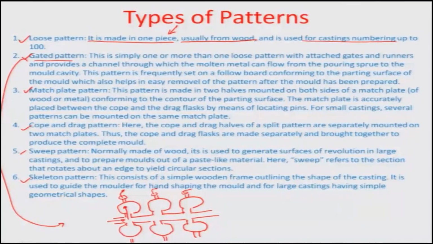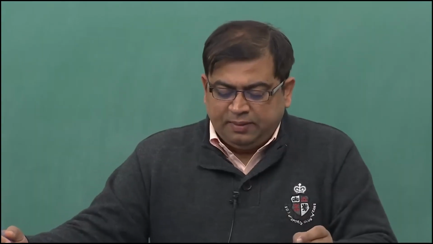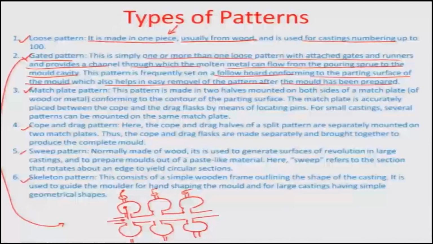Typically one or more than one loose pattern with attached gates and runners provides a channel through which the molten metal can flow from the pouring sprue to the mold cavity. The pattern is frequently set on a follow board, which can conform to the parting surface of the mold, and which also helps in easy removal of the pattern after the mold has been prepared. Then you have match plate patterns. In the match plate pattern, the pattern is made into two halves.